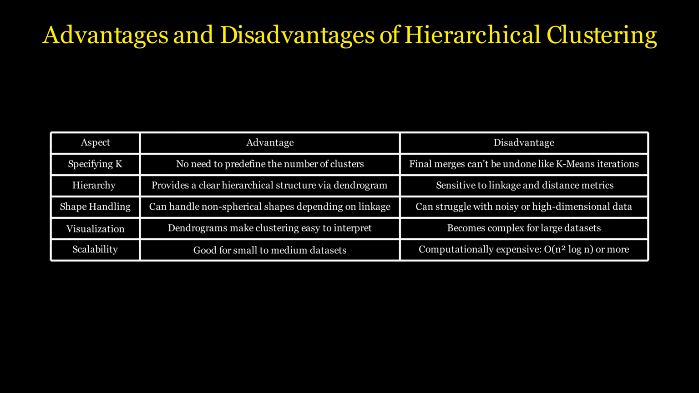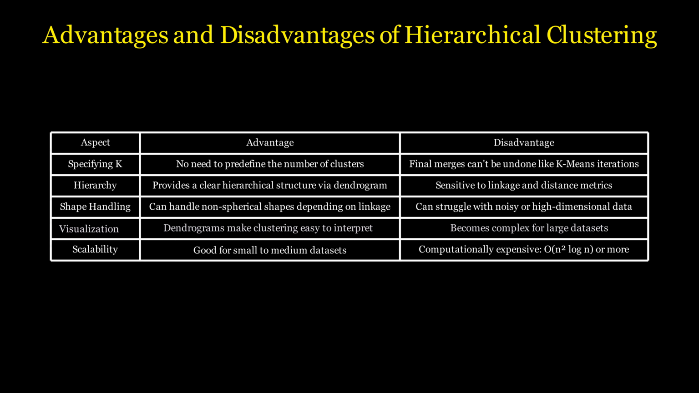It provides a hierarchy, which is useful for understanding structure, but results can vary drastically based on linkage and distance metrics. It works well with non-spherical clusters, especially using complete or average linkage. Still, noise and high-dimensional data may distort results.